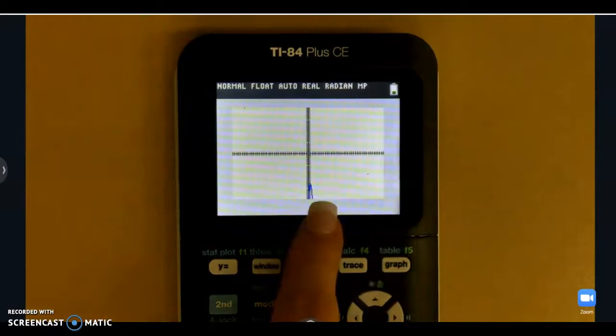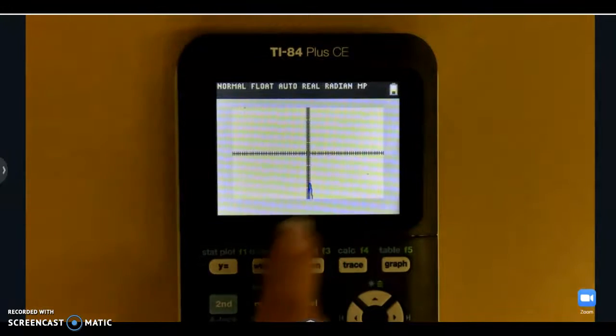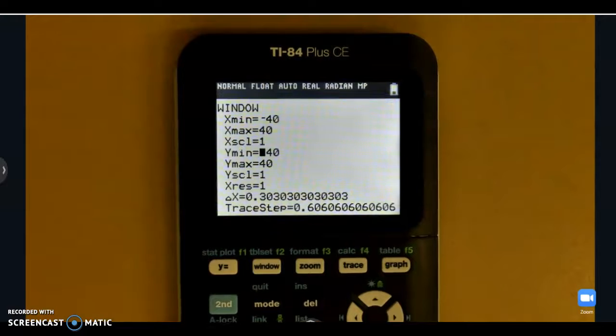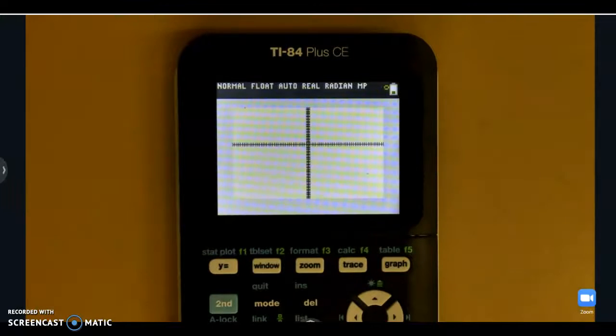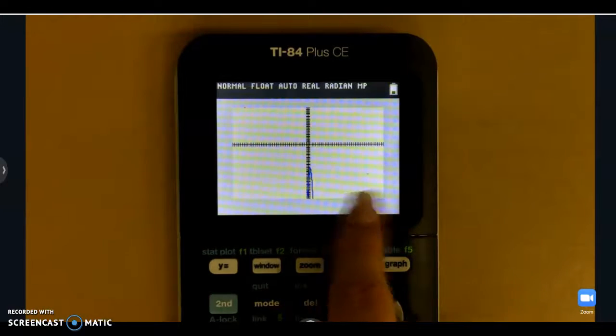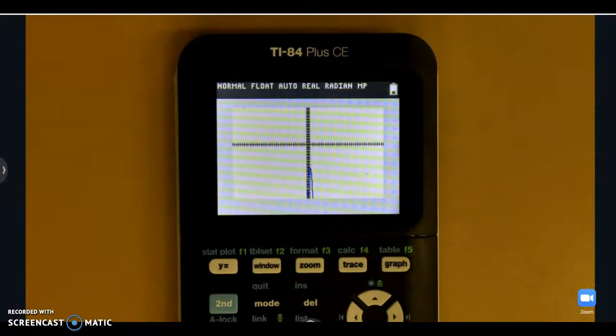So if we want to go back to our graph and I want to shift this to show more of my graph, in my window, let's make my x min like negative 60. And then I can see more of my graph. So either zoom in or out or adjust your window.